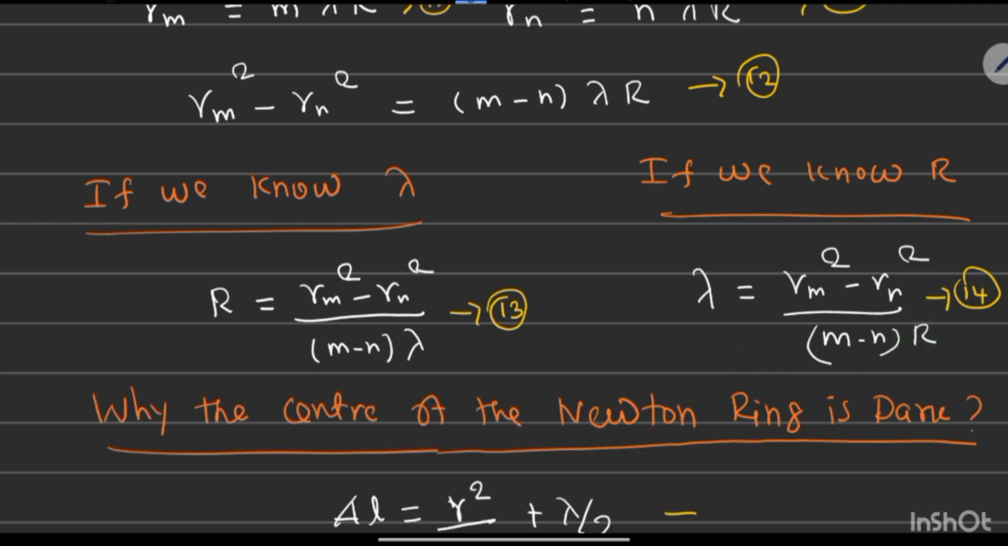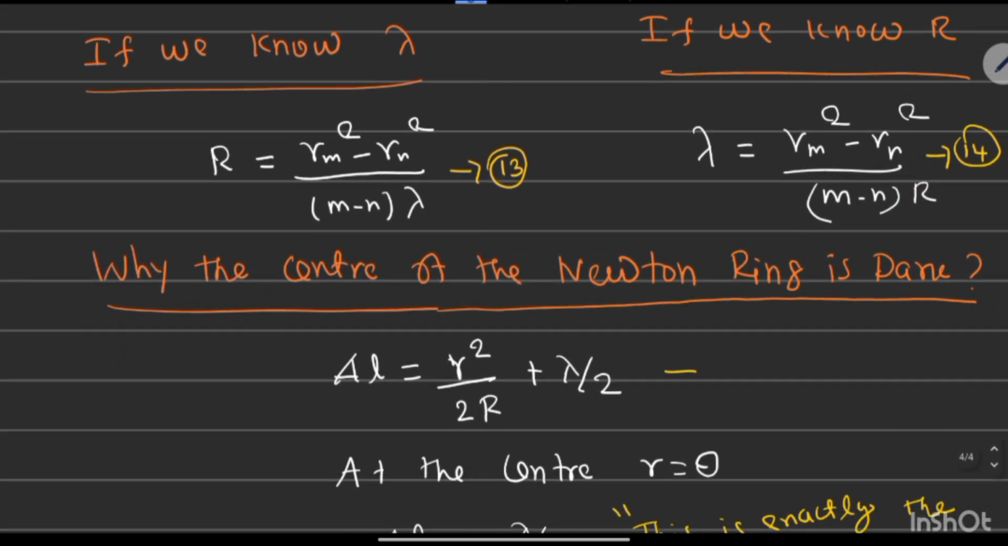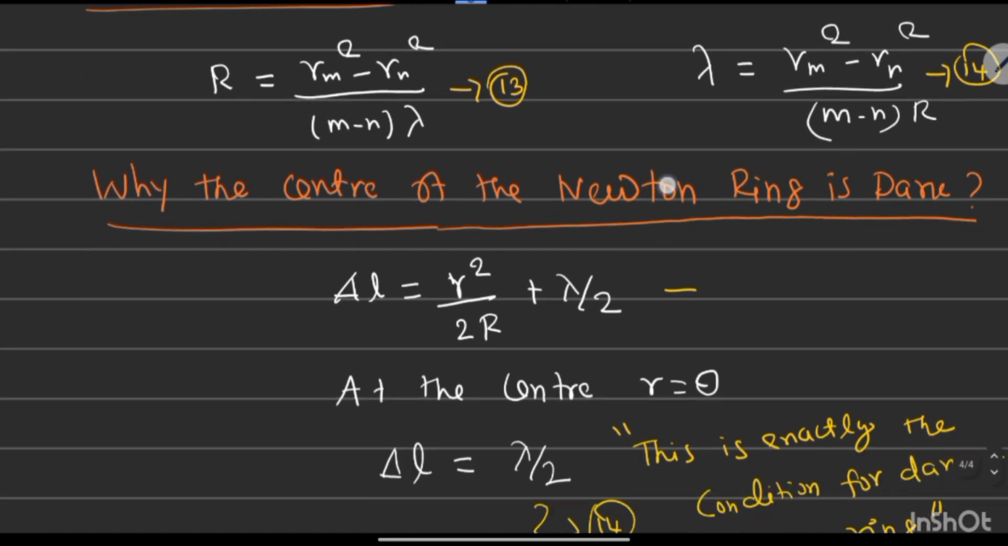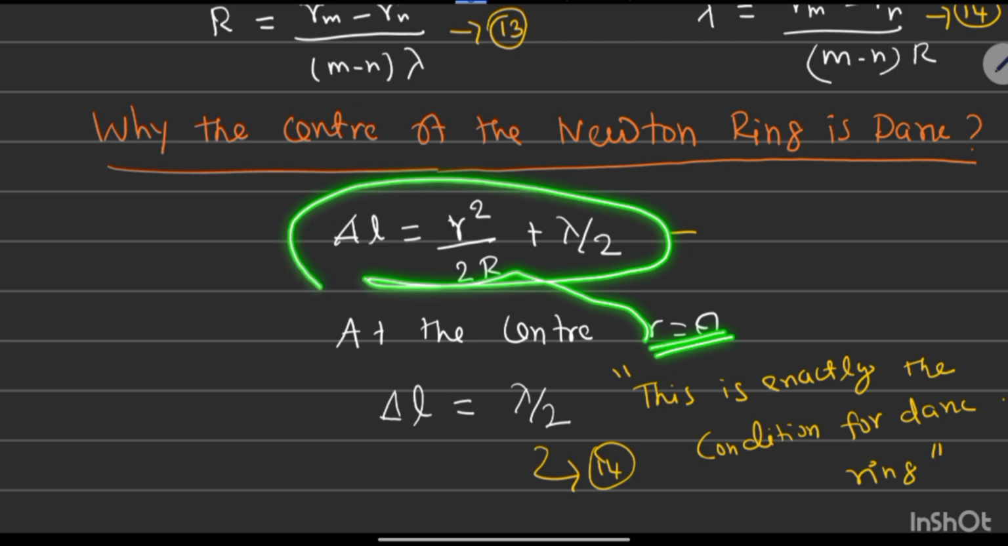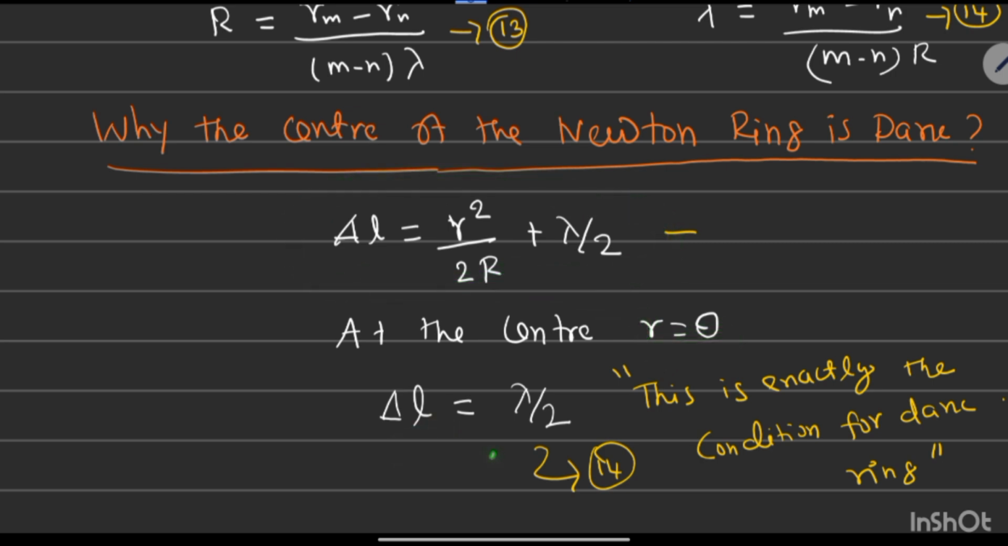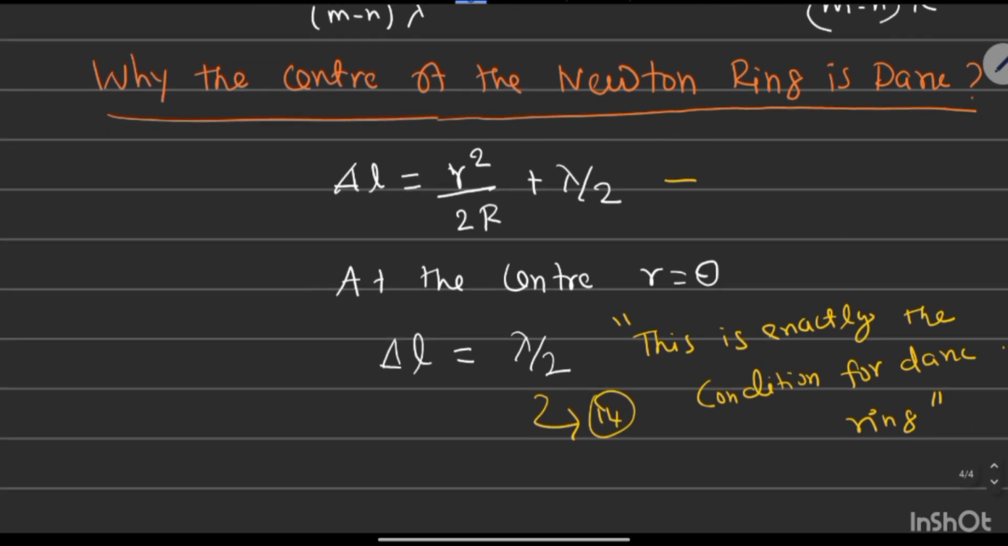Now there can be a question: why is the center of the Newton ring dark? As we know, at the center r is equal to 0. Substituting r equal to 0 in the path length difference expression, we get a path length difference of lambda by 2, and this is exactly the condition for a dark ring. That is why the center of the Newton ring is dark. Okay, that's all. Thank you.